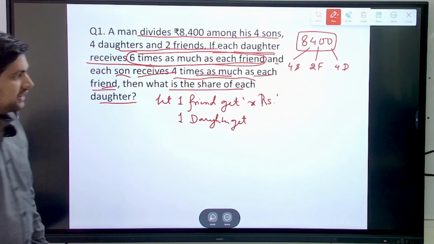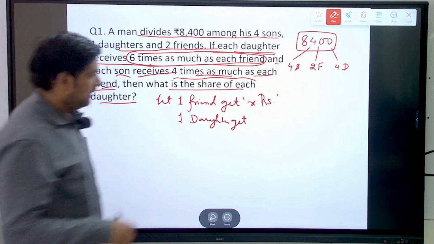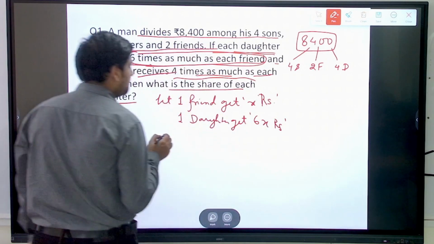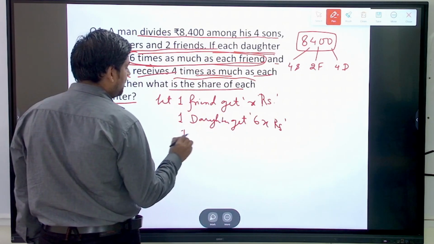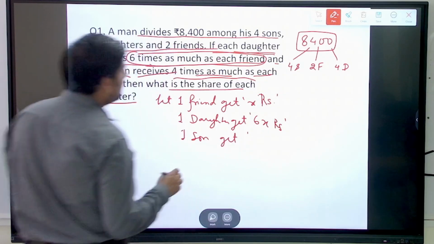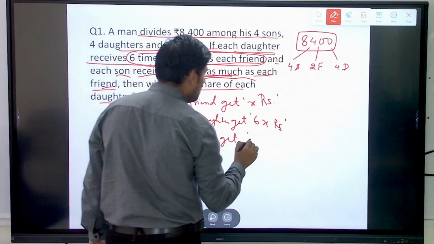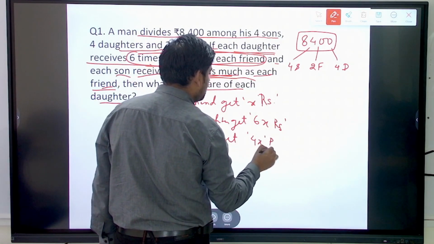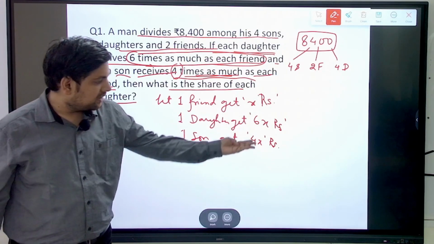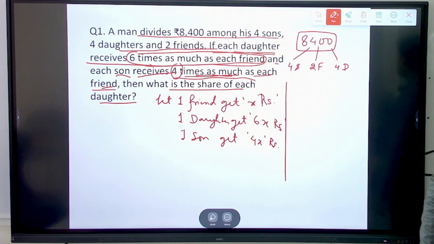If one friend gets X rupees, each daughter receives 6 times as much as each friend. So, each daughter will receive 6x rupees. Similarly, one son will get how much? Each son receives 4 times as much as each friend. So, each son will receive 4x rupees, correct? Once you get to this x rupees, 6x rupees, 4x rupees, now you need to calculate the other part.